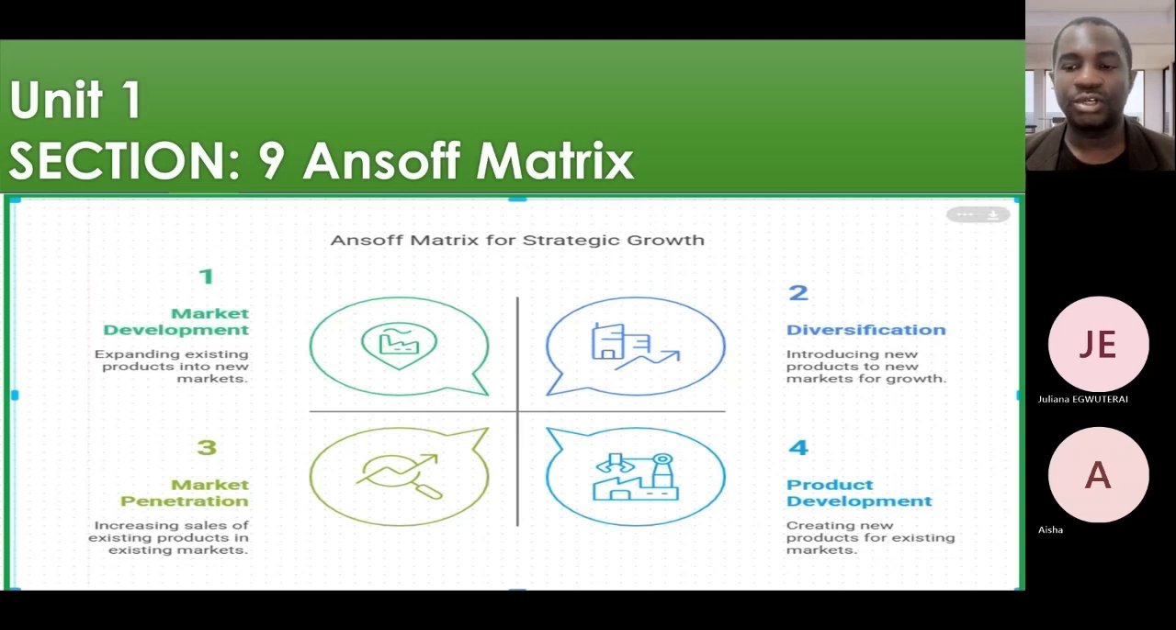And the fourth one speaks to product development. You are creating new products for existing markets. So in your existing market, you are not increasing sales now. You are introducing, for example, that Pop Cola, not to a new market, but to that same metropolis market.